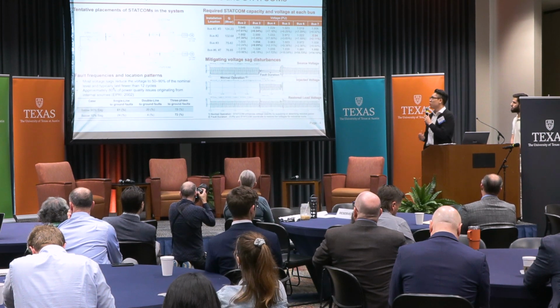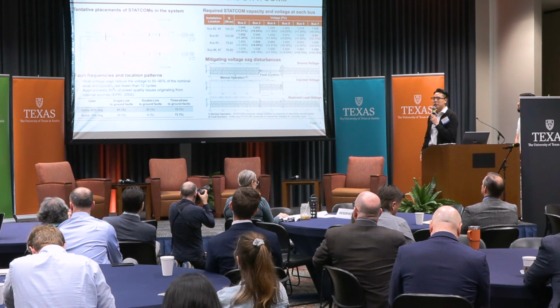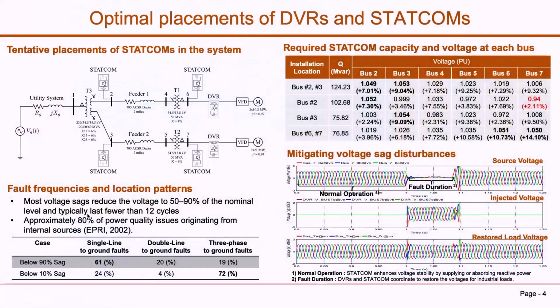Now let's move on to the optimal placement of the DVR and STATCOM. Here's our grid, and there is a tentative placement for the STATCOM and DVR. There are 4 strategic spaces for STATCOM, and there are two DVRs for the load. The location for the DVR is explained in the next part.